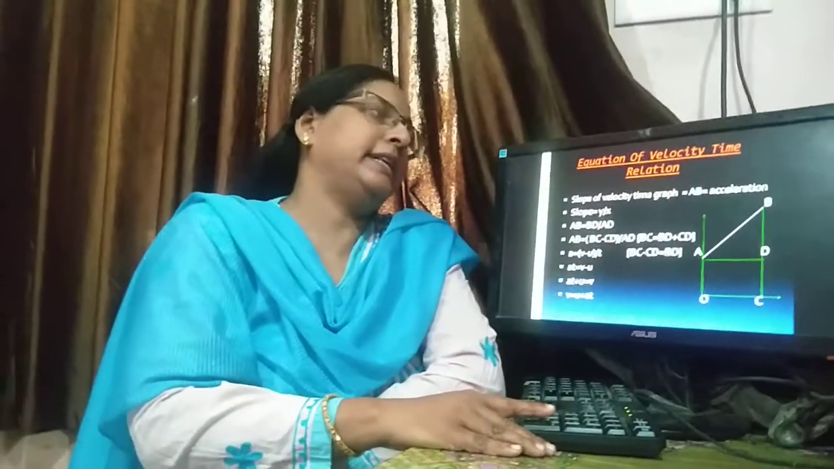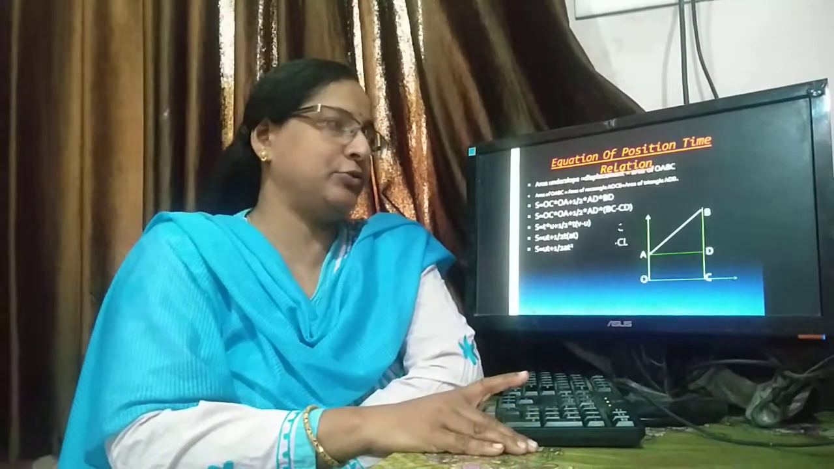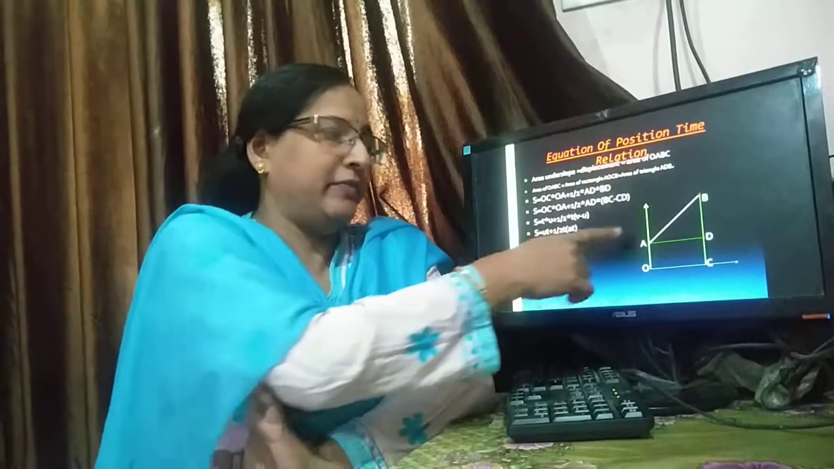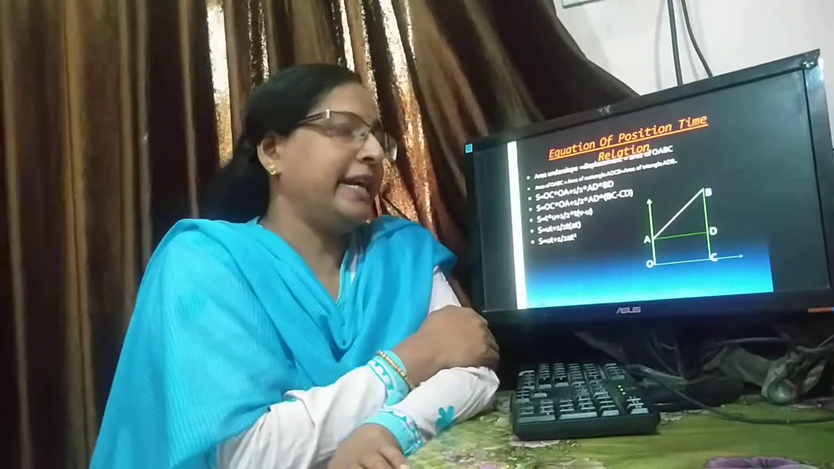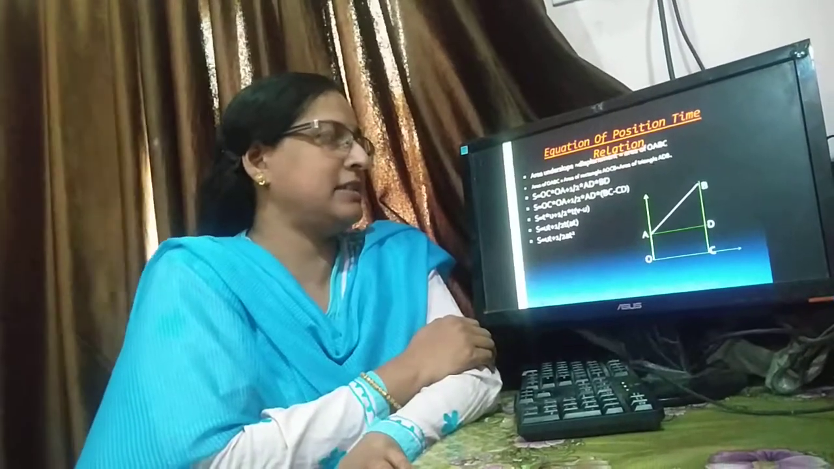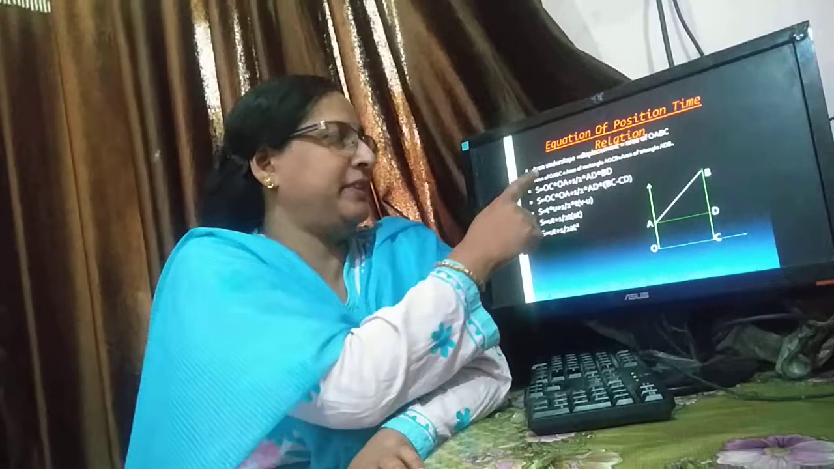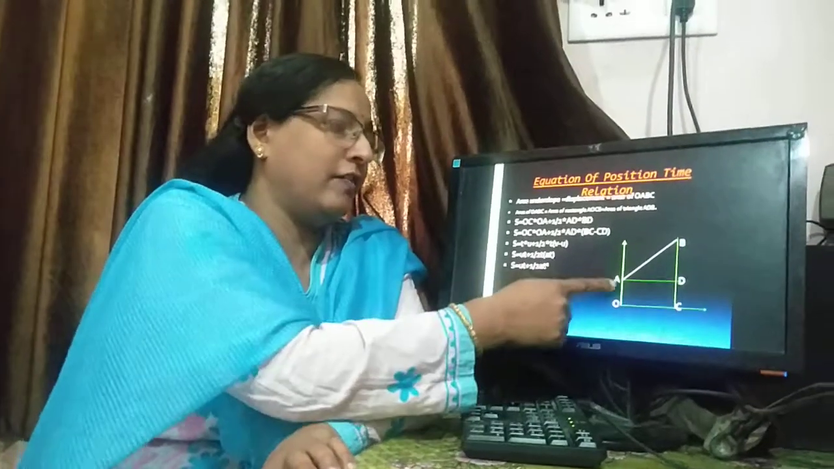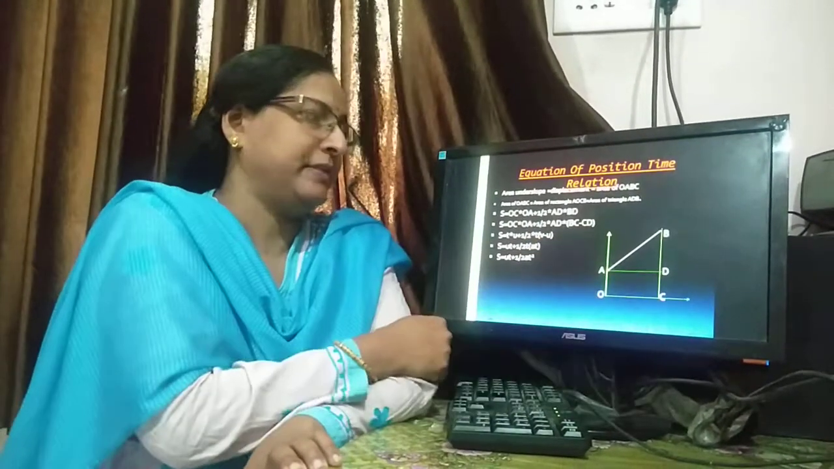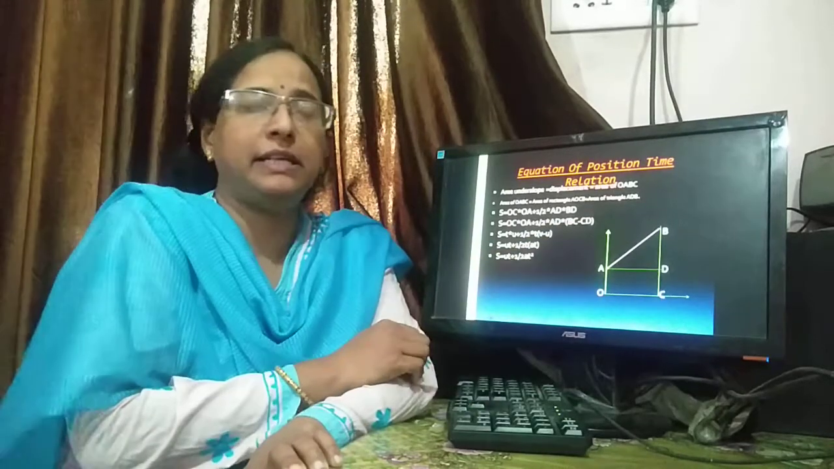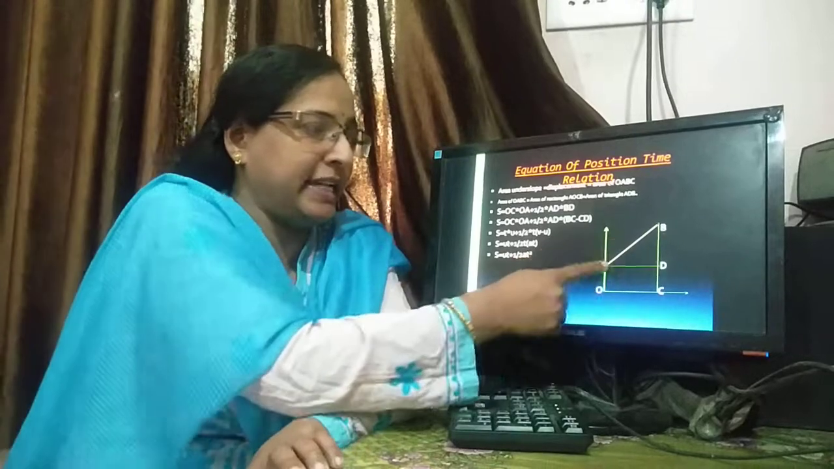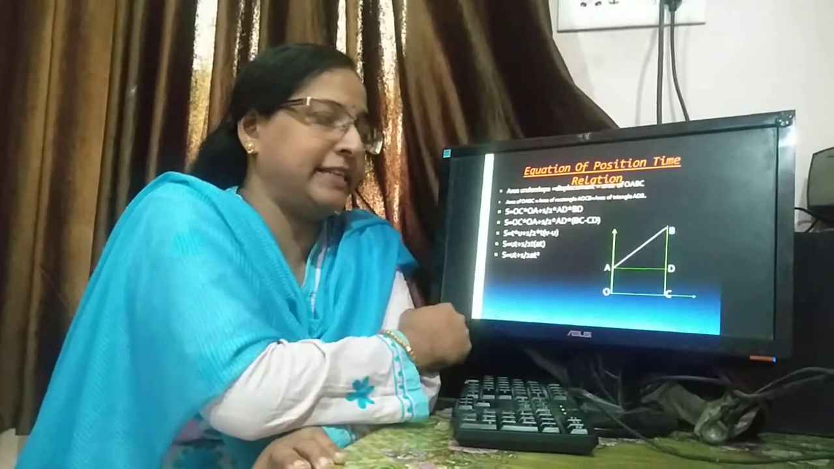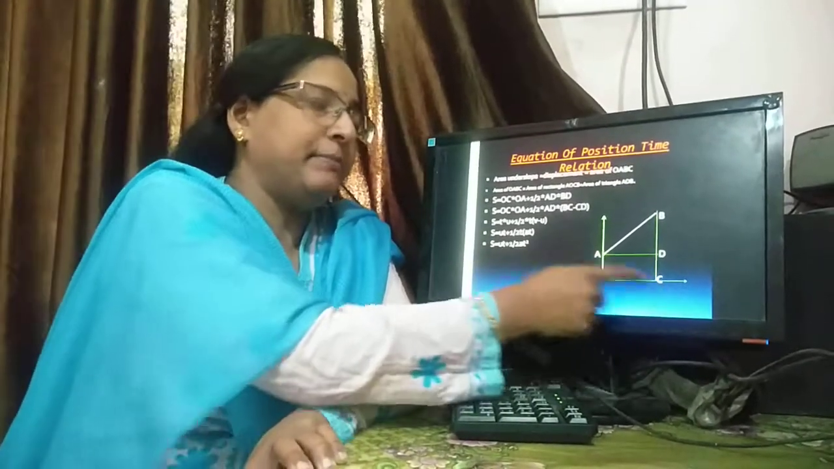Moving over to the second equation of motion, that is S is equal to ut plus half at square. How did we get this equation? The same graph, where we take velocity as the y-axis and time as the x-axis. We have said previously that the area under the slope will give you the displacement. So, we are considering the area of OABC. This diagram can be divided into two parts: the area of the triangle and the area of the rectangle. You know that the area of a rectangle is given by the length and the breadth.